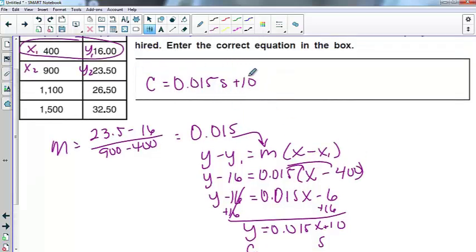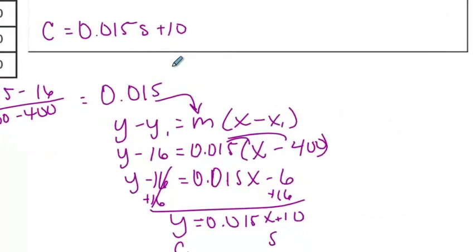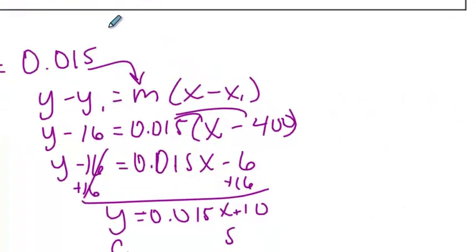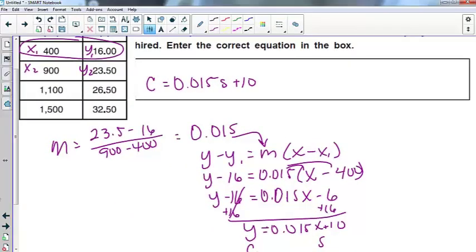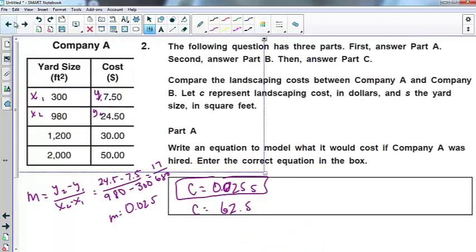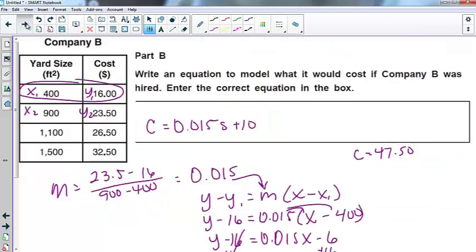So how much would it cost to do the yard if you chose company B? What are you going to do to figure that out? Multiply. So do it. How many yards does it say? It's for 2,500 square feet. 4750. So the cost is 4750 for company B. What was it for company A? 6250.